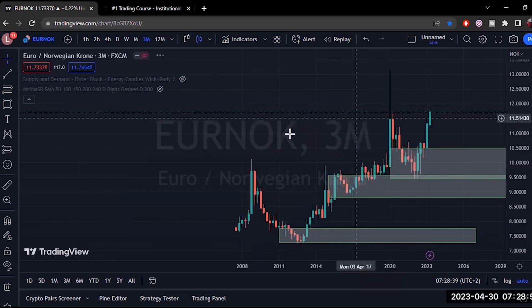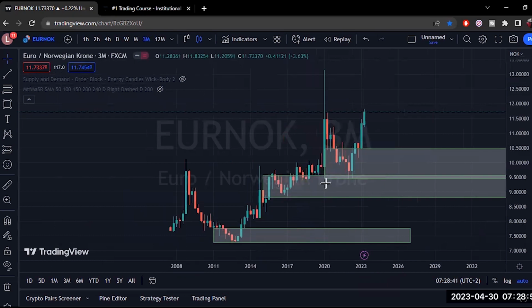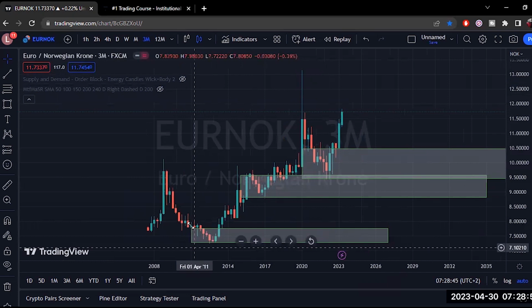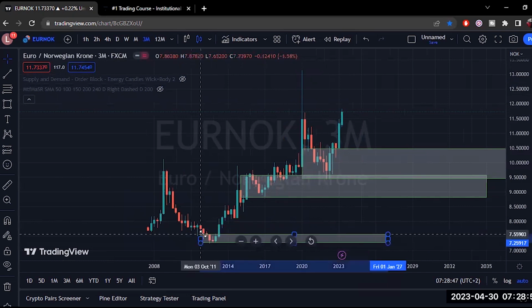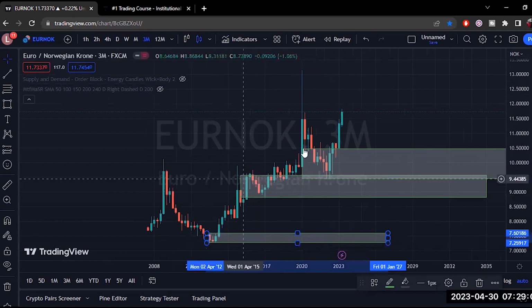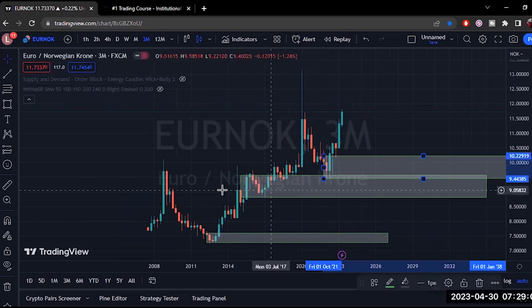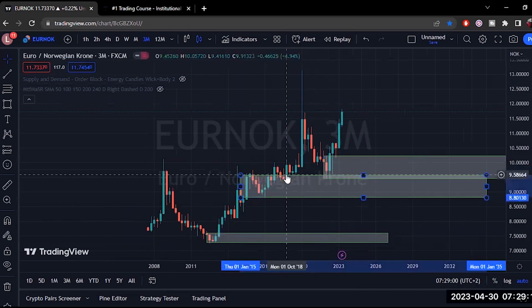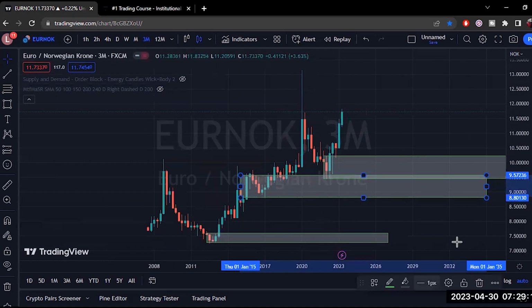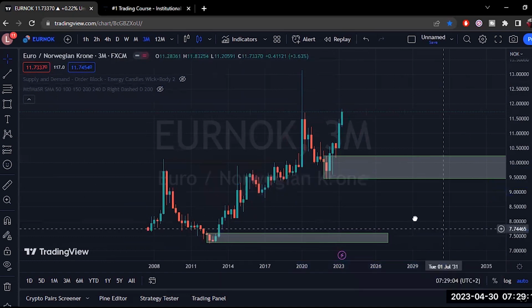So I drew a couple of demands on the 3-month chart because there was no supply to draw. I'm just going to tighten these areas of value right now. They technically should be green, but I'm feeling a little bit lazy. I'm really trying to clear up my chart so we can find the most recent demand in control of price.